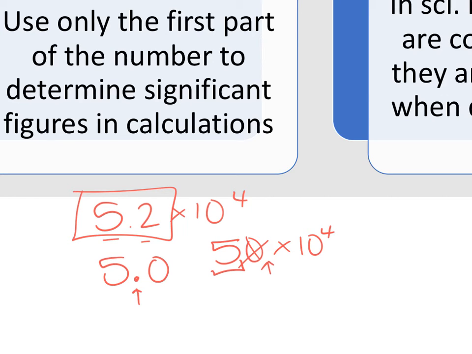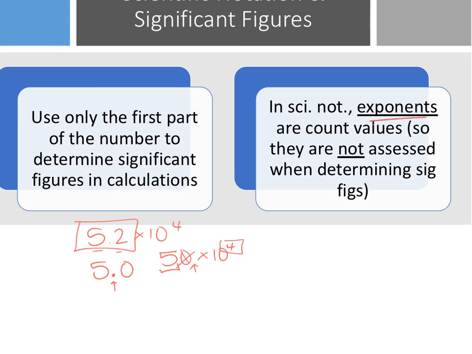Remember, this power up here just adds in zeros, and those zeros are placeholders. So those exponent zeros that we're going to eventually add in once we move the decimal place are not significant.